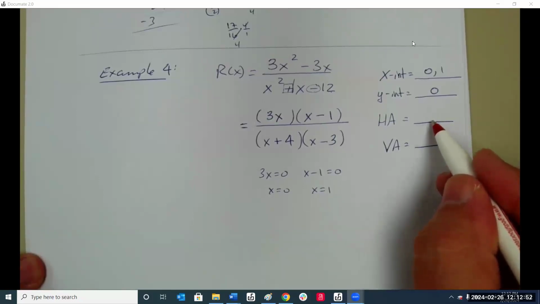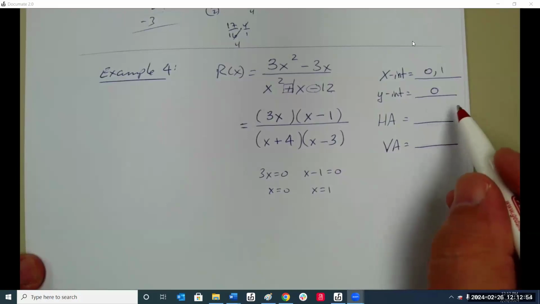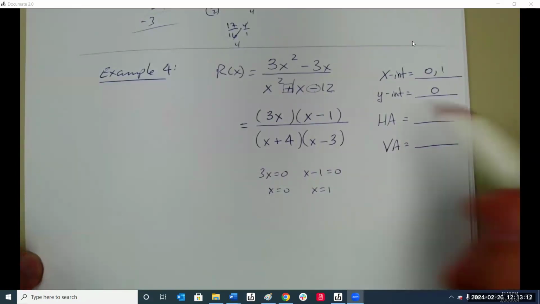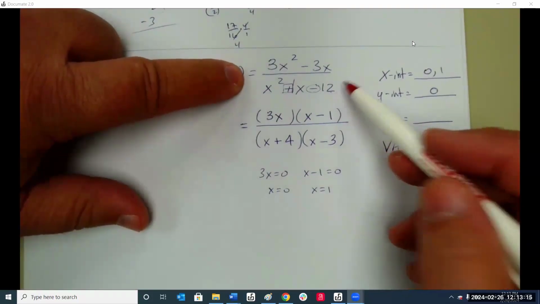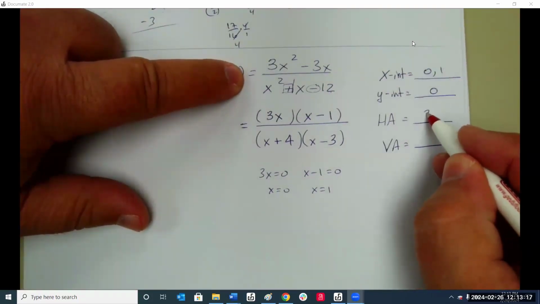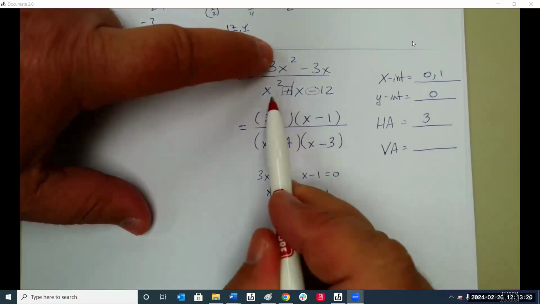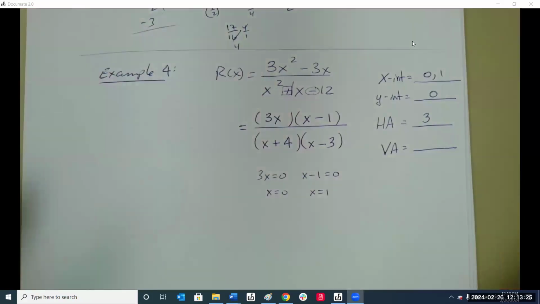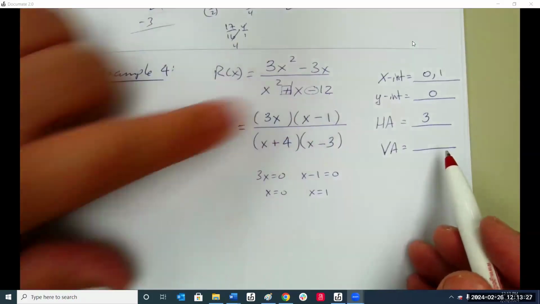Horizontal asymptote. Do we have a horizontal or oblique asymptote? What is a horizontal asymptote? Look at the original equation. Because the leading terms have the same exponents, it's just the coefficients. Not the factored one, not for the horizontals. Yeah, let's look at that.